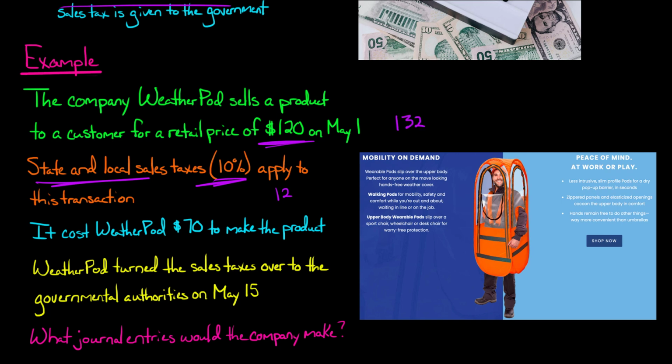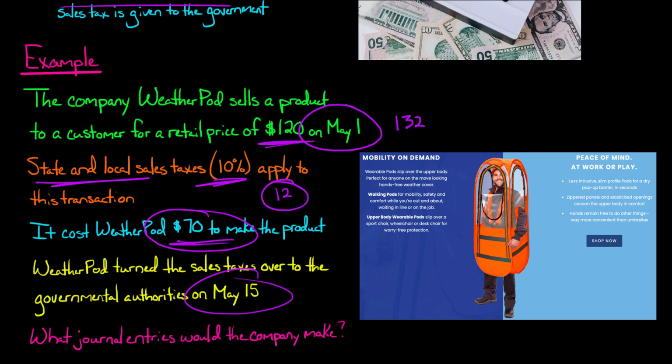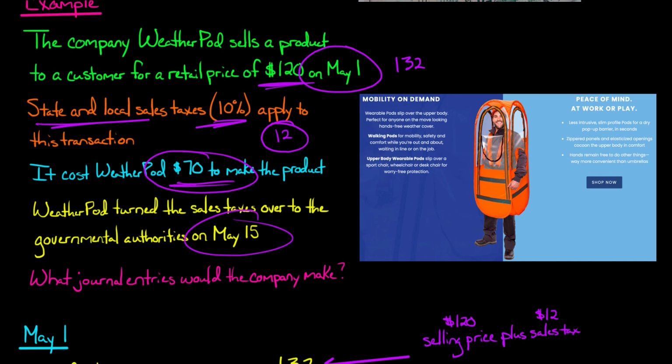Also, we need to know for making the journal entry what it cost WeatherPod to make this product, for debiting cost of goods sold and crediting inventory. We'll assume that that's $70. This took place on May 1st, and we're going to record the sale. I'll show you the journal entry in a moment. And then a couple weeks later, on May 15th, WeatherPod turns over that $12 of sales taxes to the governmental authorities.